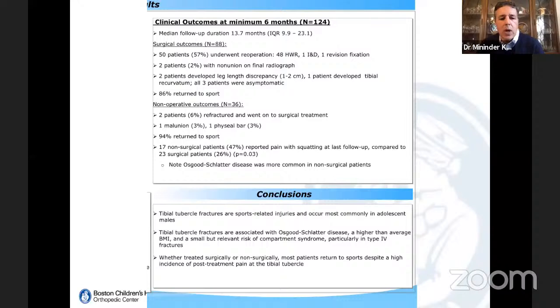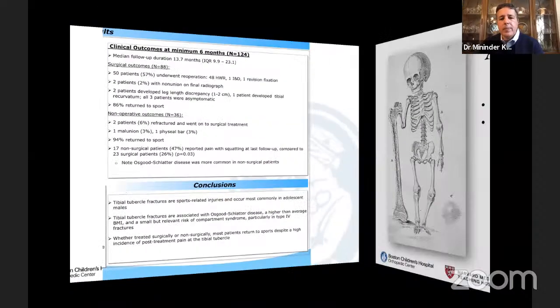So our conclusion was this was a common sports-related injury, almost always in adolescent males. They're associated with Osgood-Schlatter's disease, not uncommonly, 31%. Higher BMI. There's a small but real risk of compartment syndrome, particularly in type 4 fractures. And when treated surgically or non-surgically, most of these patients will return to sports.